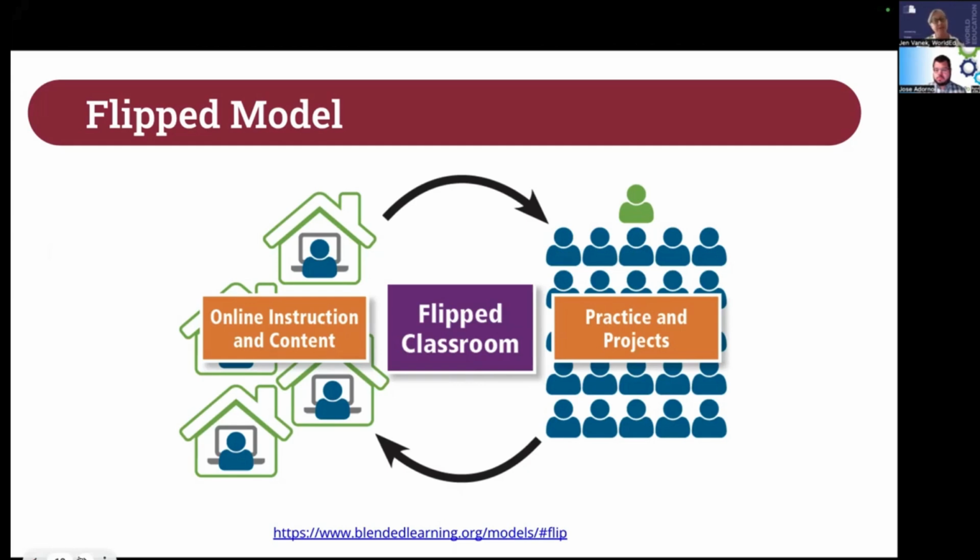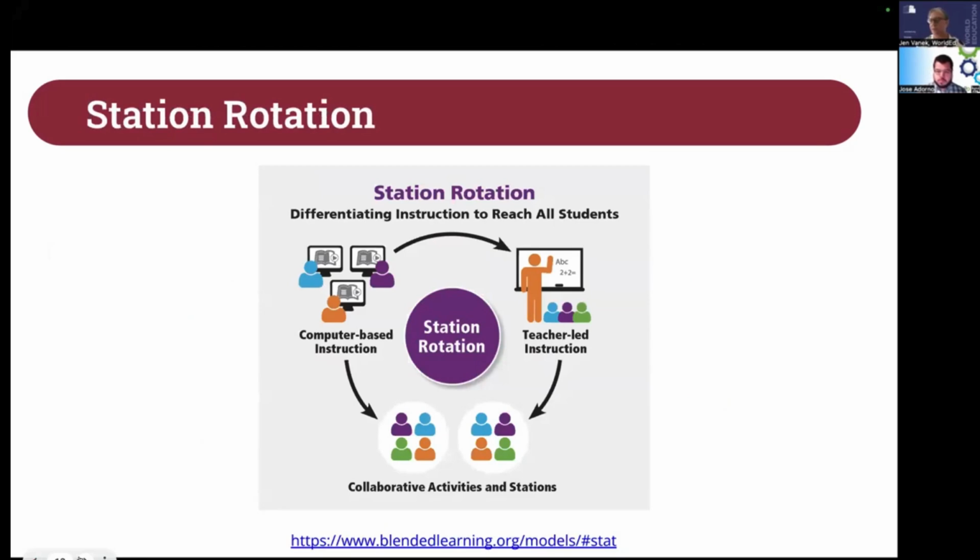So now I'm going to move into the next one, and then I'm going to talk about the next two, and then we'll pause and have questions and any observations. The station rotation model, I think, is really excellent for differentiating content. In this model, a lot of the instruction is actually happening in class, and the differentiation occurs as learners go from station to station.